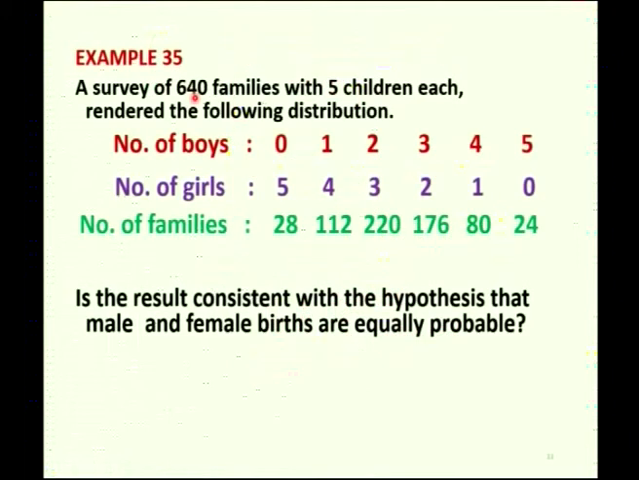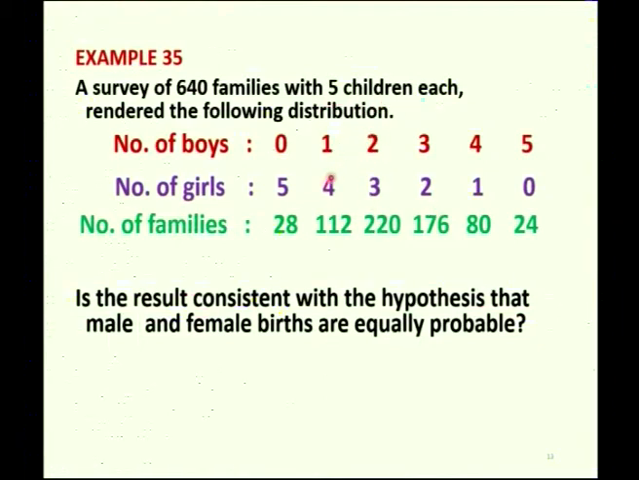Okay. The next problem is about the binomial distribution. What is said in this problem is a survey of 640 families with 5 children each rendered the following distribution. There are 28 families with all the 5 children as girls and no boys, 112 families with 4 girls and 1 boy, and similarly 220 families with 3 girls and 2 boys.